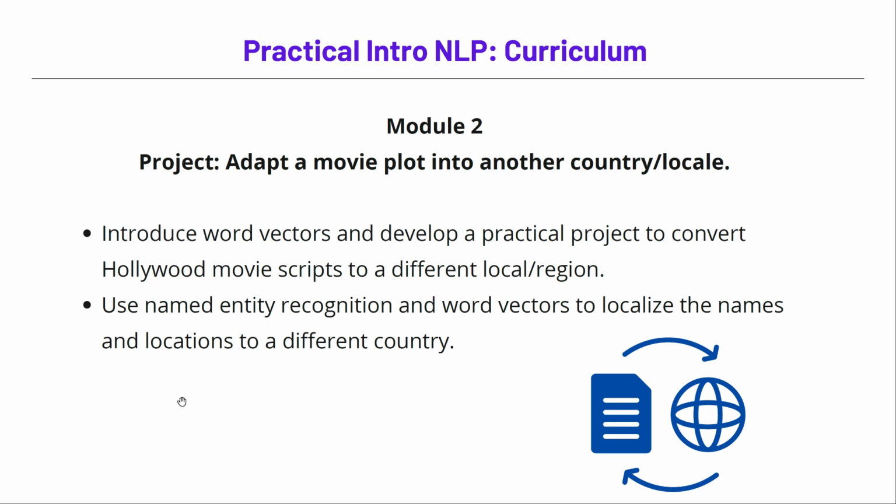So how can you automatically use word vectors and convert these names of the people as well as locations and other things like currency, etc., into a different locale, basically doing something like dubbing and also converting the names, places and other things. It will be a good utilization of both the named entity recognition algorithm as well as word vectors.